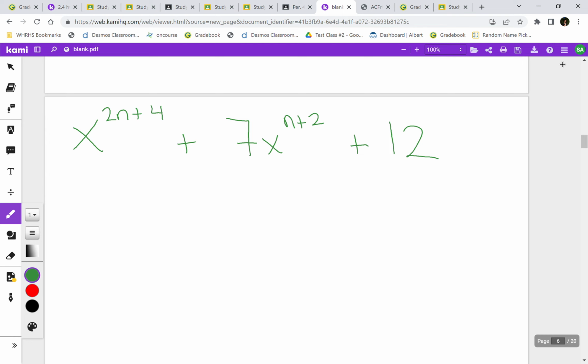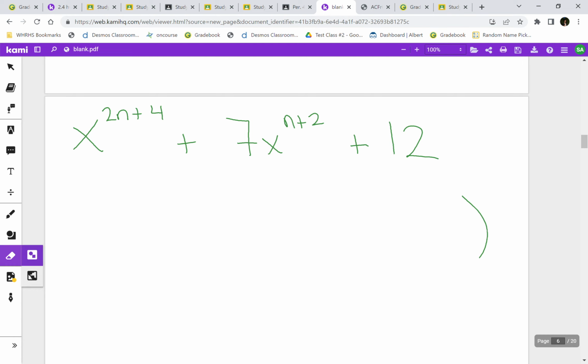If we didn't want to use substitution, what would go in the beginning of each parenthesis? If we did not use substitution, what would go in the beginning of each parenthesis? Good. X to the n plus 2. How many people are using substitution? All right, let's use substitution.